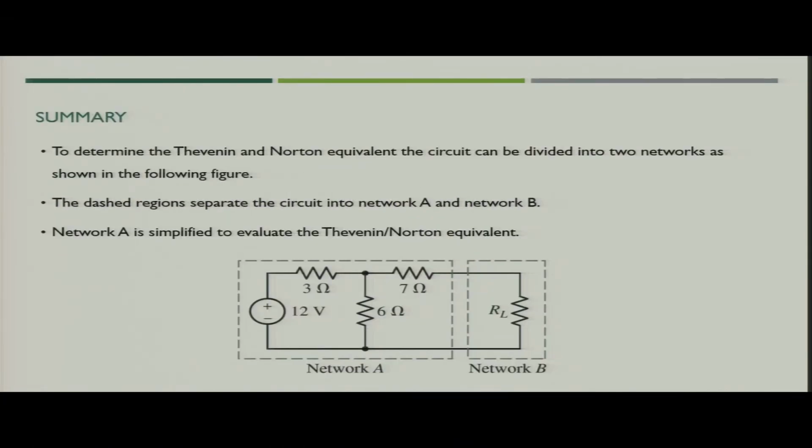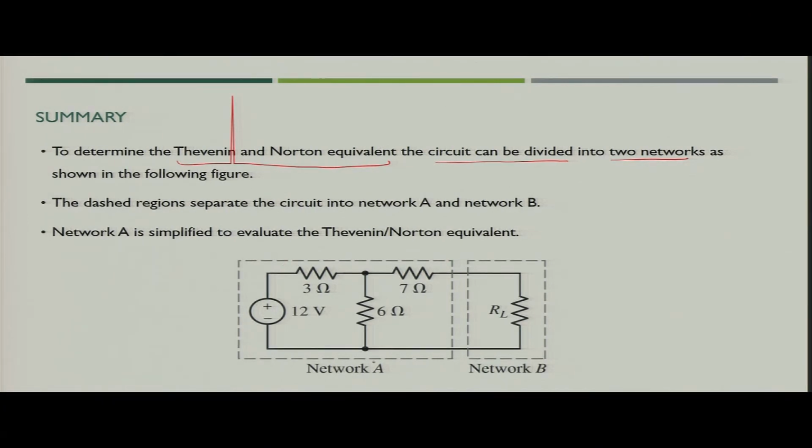Now, let us summarize what we discussed in case of Thevenin and Norton's equivalent. To determine the Thevenin or Norton's equivalent, the circuit can be divided into two networks. As we see, you have two sections of the circuit.